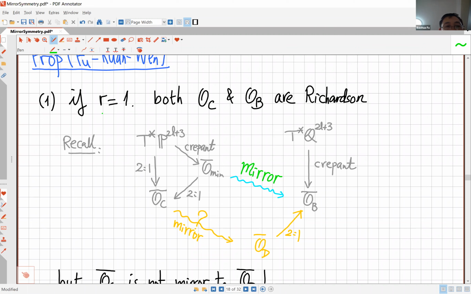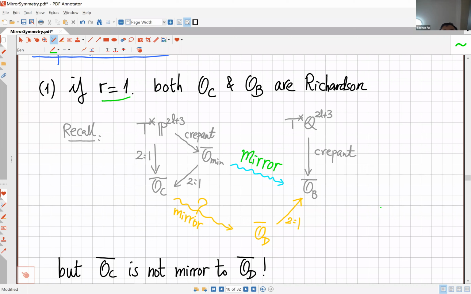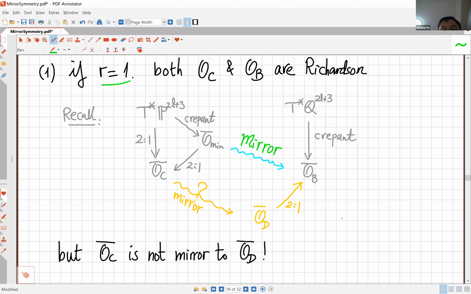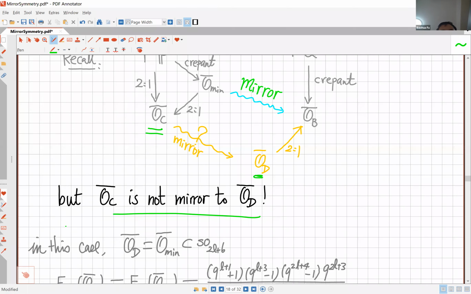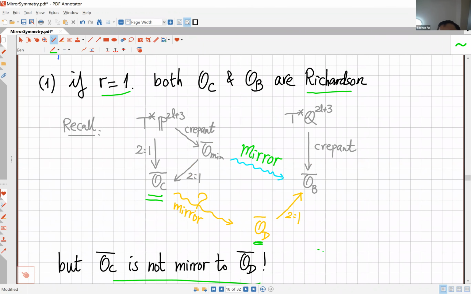So what we did for the first case, R equals one, is in our naive guess in section two, we already encountered this example. We show this OC is not mirror to OD. In this case, both cases are Richardson orbits, because this is outside the footprint. So it's not a mirror. So this is natural.